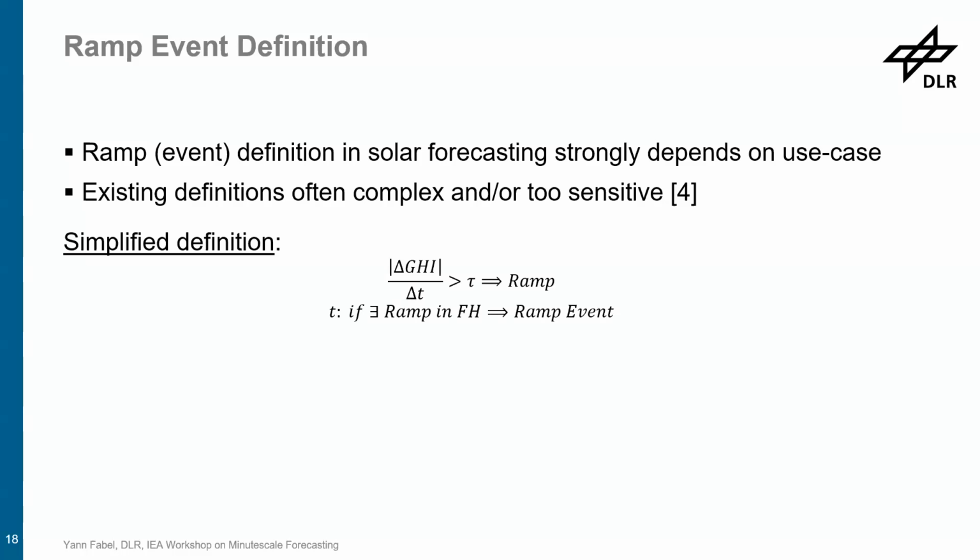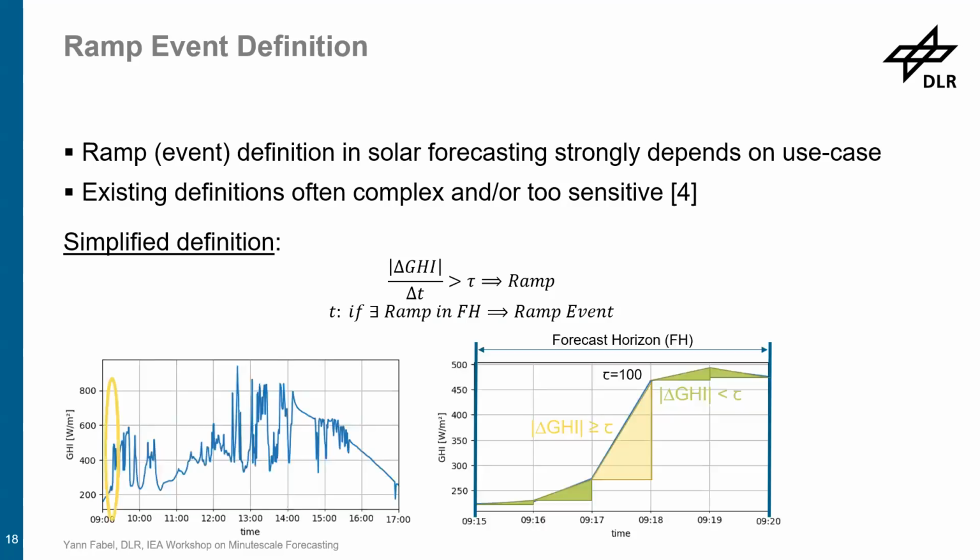So a ramp in our case is if the change of GHI over a time interval exceeds the threshold in watts per square meter. And if there exists a ramp in the forecast horizon, so this is 5 minutes in this case, we have a ramp event. Just as an example, in this curve, you can see at 9:15, in this yellow triangle, the change of GHI in 1 minute is greater than the threshold of 100 watts per square meter. And this is why for this forecast, we have a ramp event.